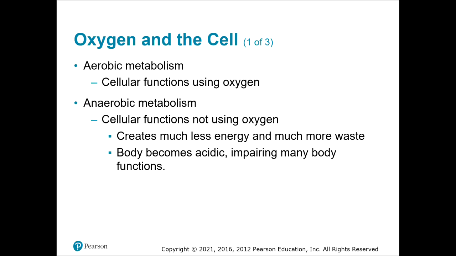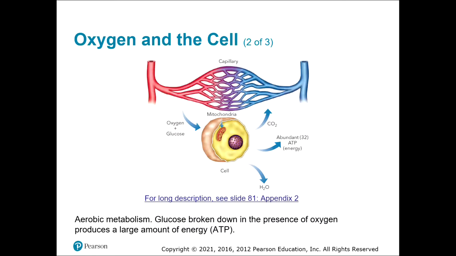With anaerobic metabolism, your cellular functions are not using oxygen. It creates much less energy, using 2 to create 4, and your body becomes acidic because the byproduct, like we said, is pyruvic acid, which is then broken down into lactic acid. As acid builds, our pH goes down, and we go to a state of acidosis. Any questions with that? There's actually a picture here that explains it a little better.